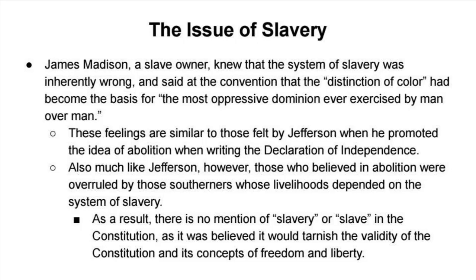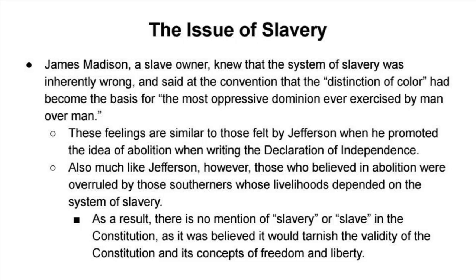The ideas of Madison were that because slavery was inherently wrong, the distinction of color had become the basis for the most oppressive dominion ever exercised by man over man. So Madison himself is a slave owner. Jefferson was also a slave owner when he wanted to criticize slavery in the Declaration.